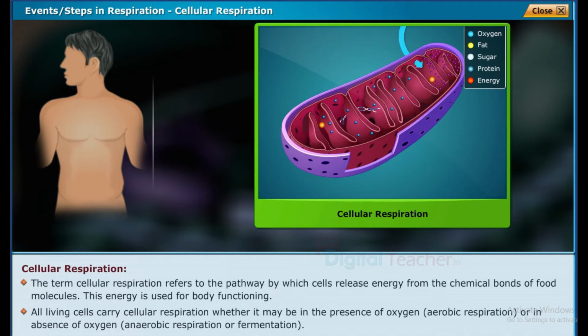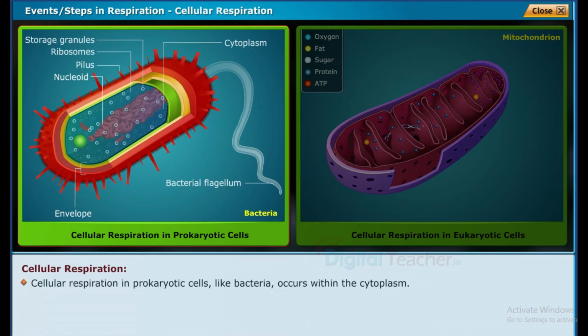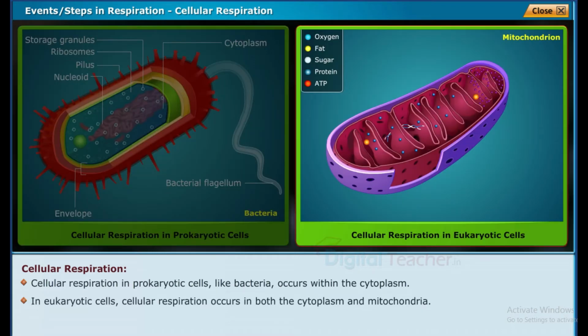All living cells carry out cellular respiration, whether in the presence of oxygen, aerobic respiration, or in the absence of oxygen, anaerobic respiration or fermentation. Cellular respiration in prokaryotic cells, like bacteria, occurs within the cytoplasm. In eukaryotic cells, cellular respiration occurs in both the cytoplasm and mitochondria.